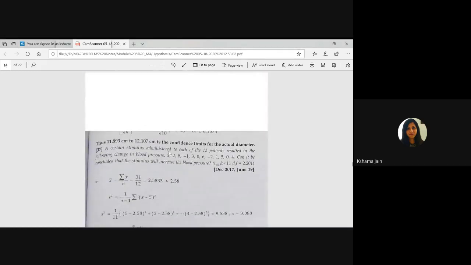Any other question? Everybody clear? Okay. So if you have understood this problem, all are the same. I will elaborate one more problem.